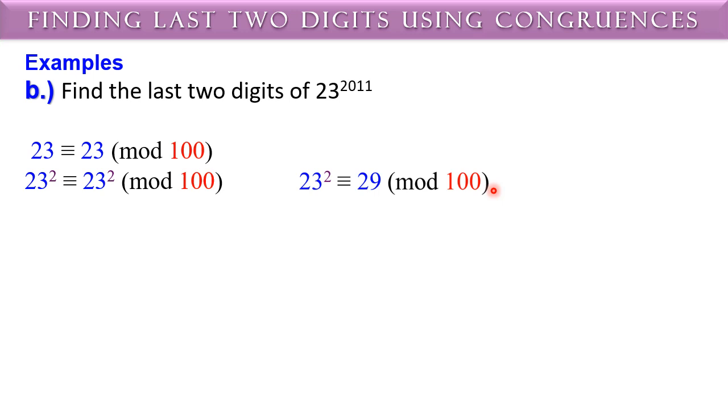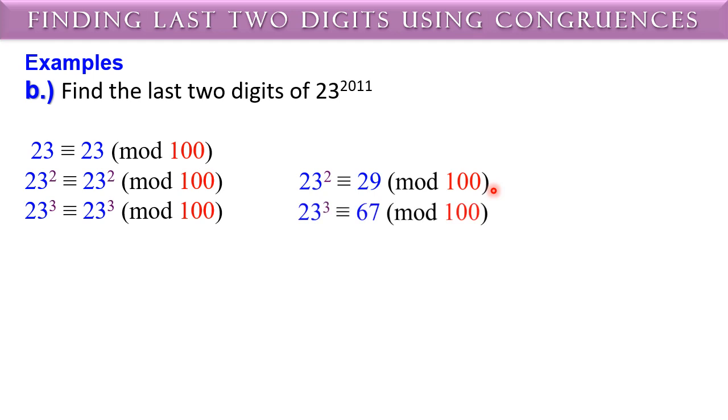Since the ones digit of the remainder is not 1, we need to proceed to the power of 3. 23 cubed is congruent to 23 cubed modulo 100. 23 cubed can be expressed as 12,167. Thus, we have 23 cubed is congruent to 67 modulo 100. Still, the ones digit of the remainder is not 1.